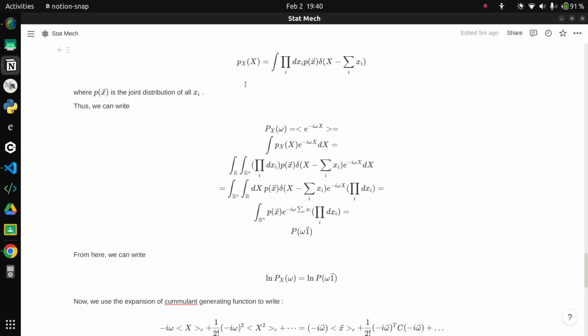What we want to do is kind of find the characteristic function of capital X, and so we do that by taking the expected value of e power minus I omega capital X, right? And we use the probability distribution of capital X to be integrating over the n.